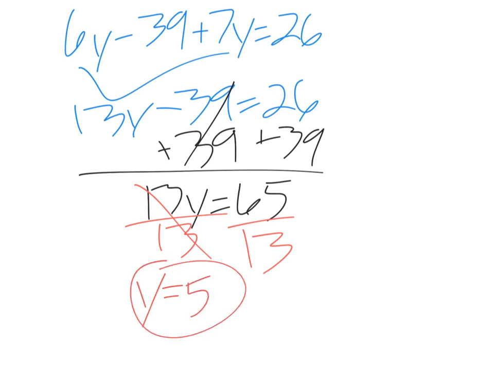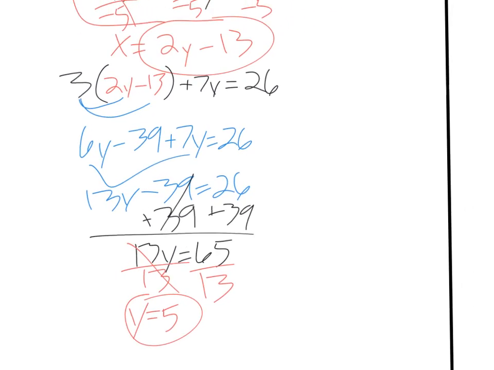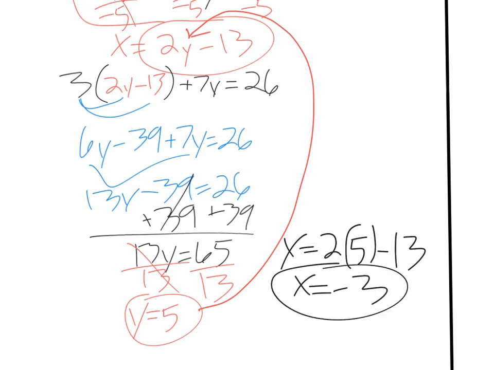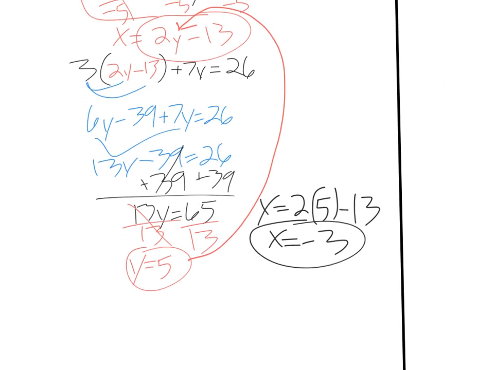So if y equals 5, what does x equal? Plug it in. X equals 2 parentheses 5 minus 13. 2 times 5 is 10. 10 minus 13 is negative 3. And so I get my final answer written as an ordered pair as negative 3, comma 5.